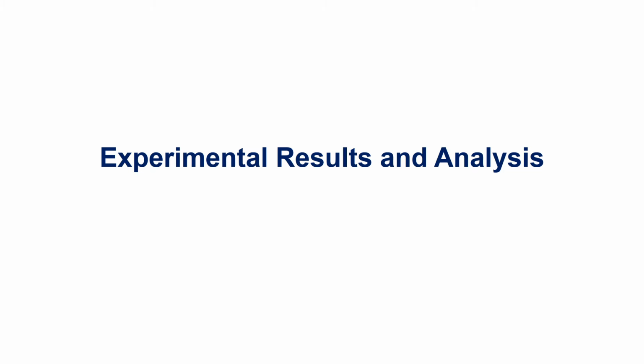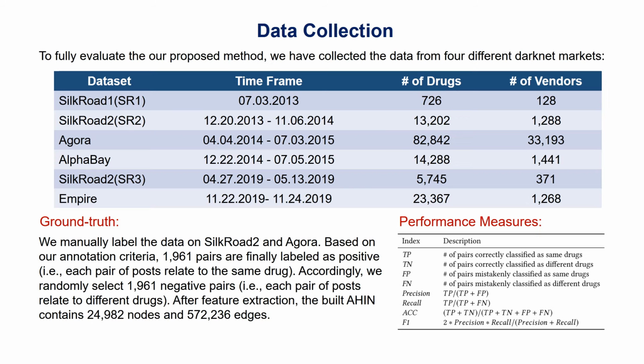Next is the experiment part. To obtain the dataset, we develop a set of crawler tools to collect data from 6 darknet markets, such as Silk Road 1, Silk Road 2, Silk Road 3, Agora, Alphabet, and Ampere market. We manually label the data on Silk Road 2 and Agora. Then 1961 pairs are finally labeled as positive samples. Also, we randomly select the same amount of negative samples as our dataset.